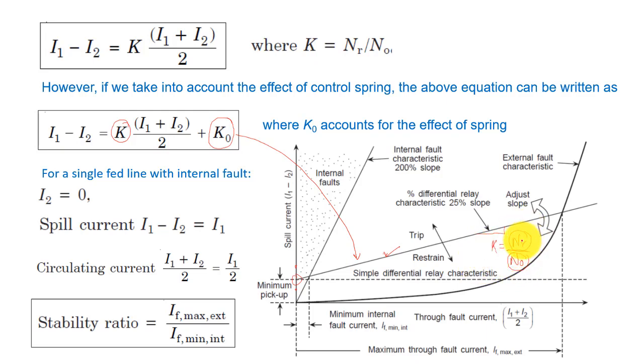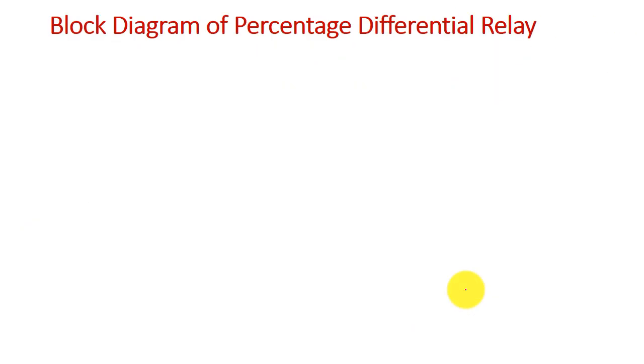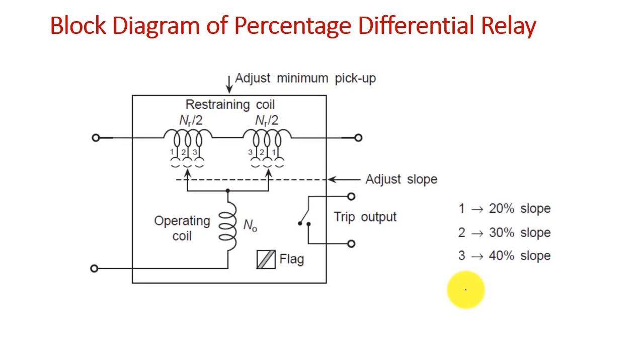If we increase the number of turns in the restraining coil, we can increase the slope. In fact we cannot change the number of turns in the operating coil, but we can adjust the number of turns in the restraining coil. We will see in the next slide how we can do that. So now we will see the block diagram of the percentage differential relay, how it in fact acts, right? How we set the slope of the percentage bias differential relay.